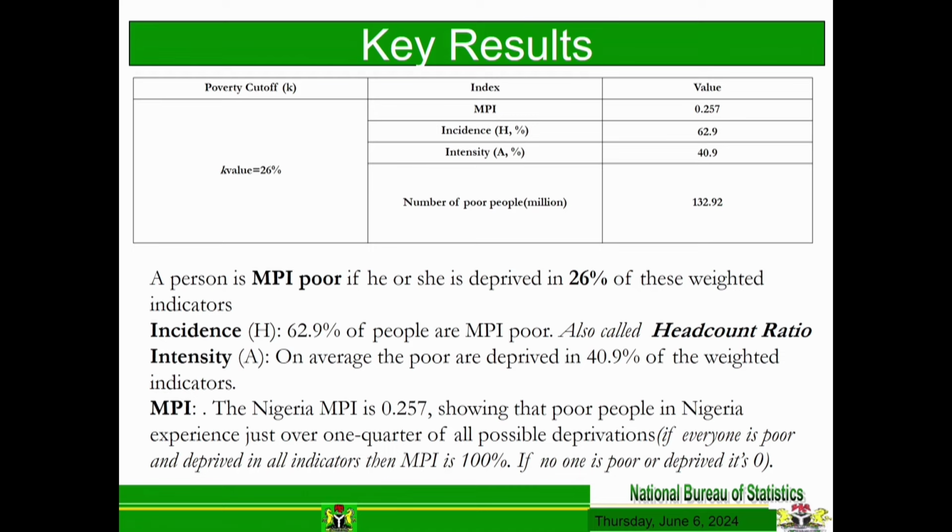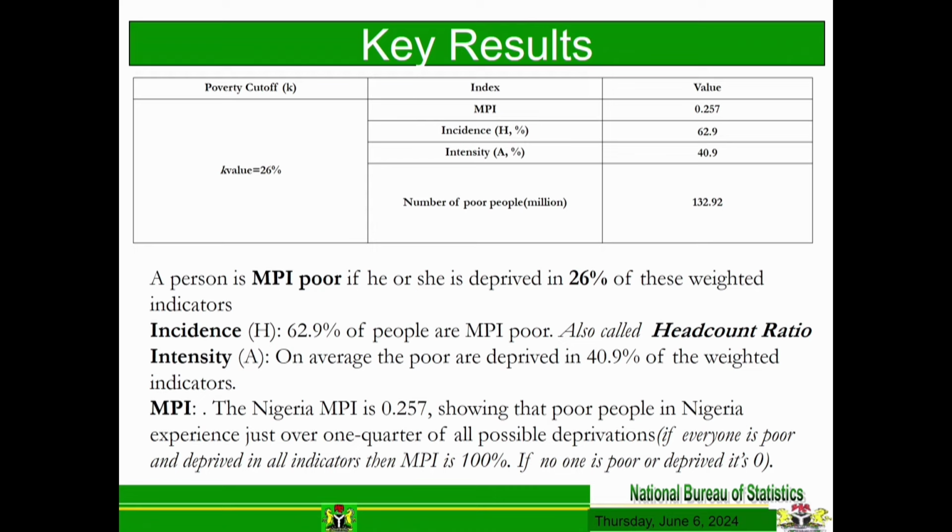MPI as it is, the index stands at 0.257. And what this means is that those that have been identified as MPI poor are deprived in over 1/4 of the possible deprivations. Because it's possible that you are deprived in just 1 or 2 of the indicators, not the dimension as a whole. But of all the possible deprivations, once you are deprived in over 1/4 of these possible deprivations, which are 15 indicators, then that is the index of the country.